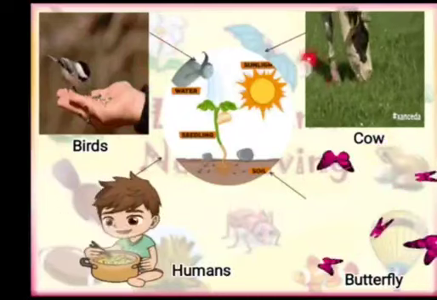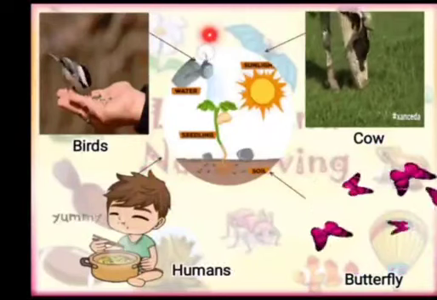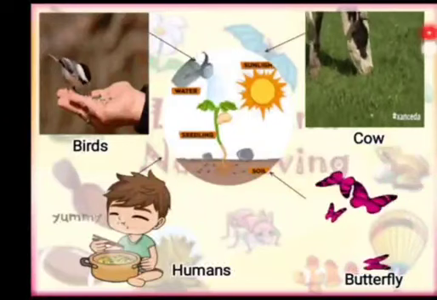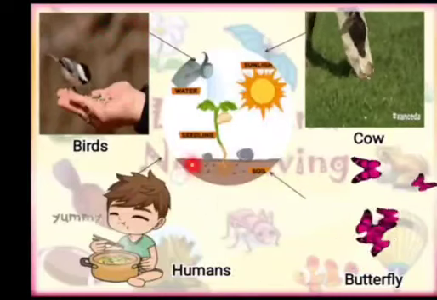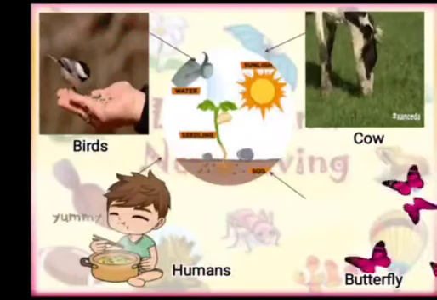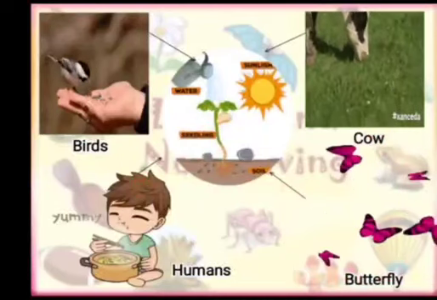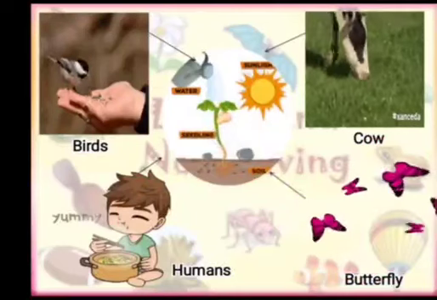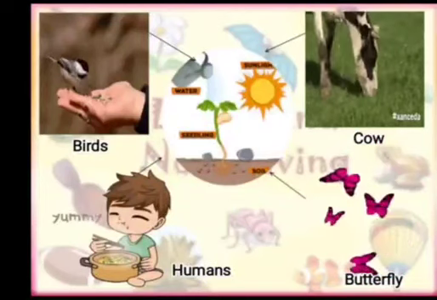Actually, the plants are the primary source of food. Plants are the primary producer of food. Everyone depends for the food on plants. Cow eat grass, birds eat grains which come from the plants. Humans eat various types of vegetables, pulses, chapati, etc. which ultimately come from the plants. Butterfly suck the nectar from the flowers, and flowers are the parts of the plants only. So directly or indirectly, we all are dependent on plants for the food.